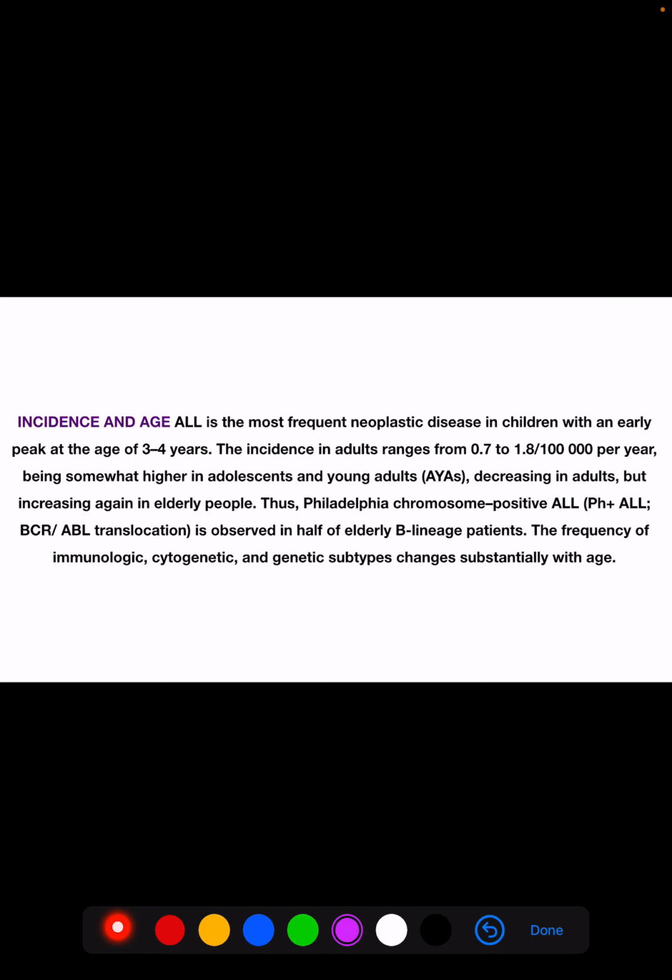What is the incidence? ALL is the most frequent neoplastic disease in children, with an early peak at the age of 3 to 4 years. So what is the most frequent neoplastic disease in children? Acute lymphoblastic leukemia. What happens in these children? It occurs at the age of 3 to 4 years.